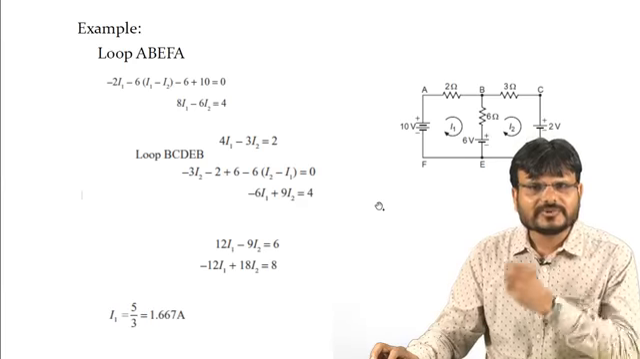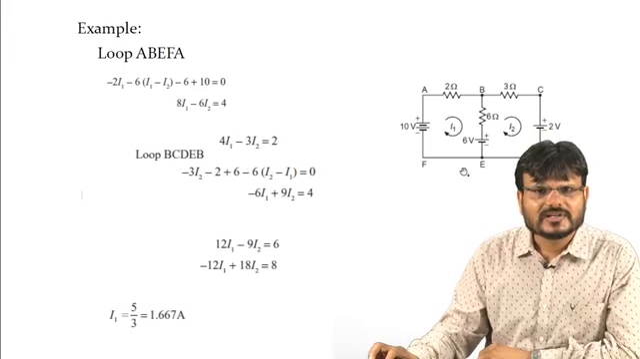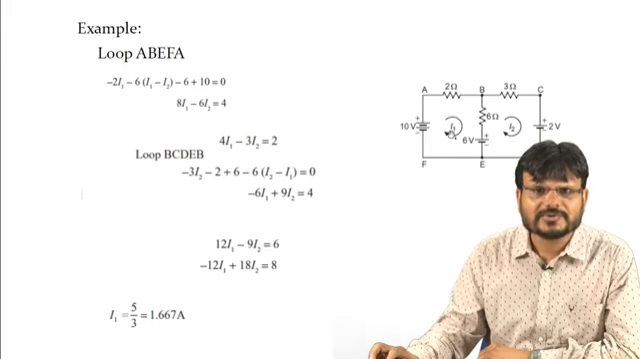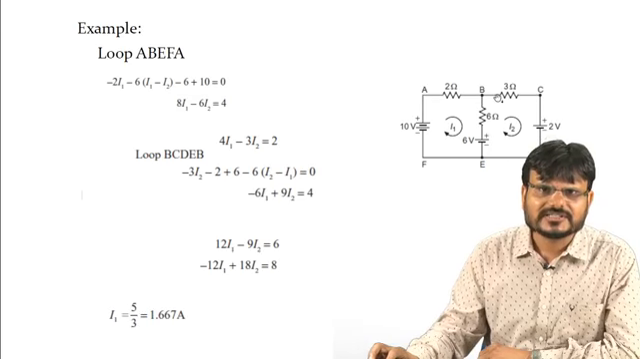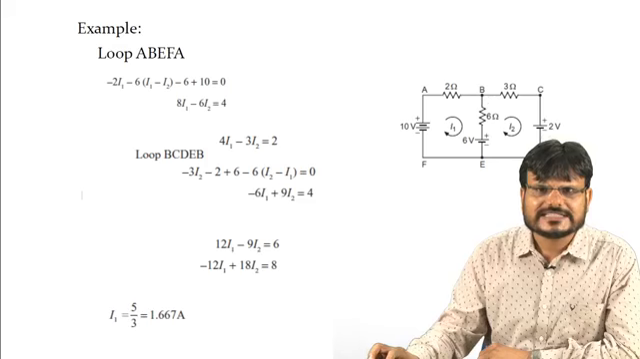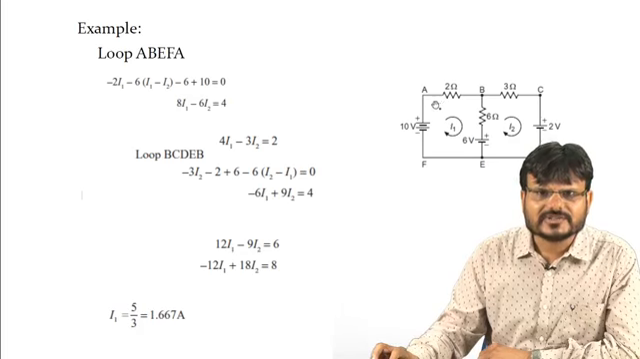Here it can be understood by taking some very simple example. Here you can see there are only 2 meshes, that is A, B, E, F, A, and the second is B, C, D, E, B. So just apply the KVL in A, B, E, F, A. Here you can see, because current is flowing in this direction, there will be a drop.